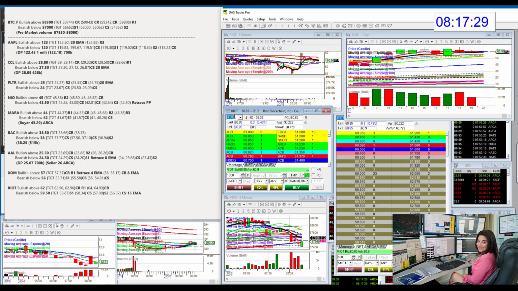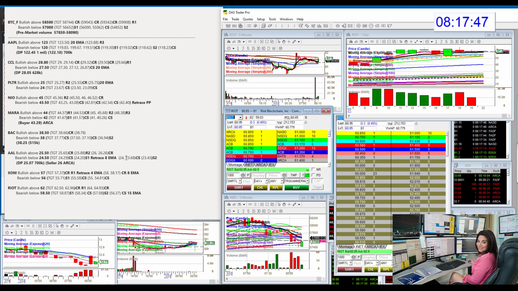And Riot, another crypto. This could be good today. Bullish above 62, bear below 59.50. So really my favorites out of all these: MARA, Bank of America, ExxonMobil and Riot, and AAL more for a swing trade though. We'll see, unless it could start to move today, right?